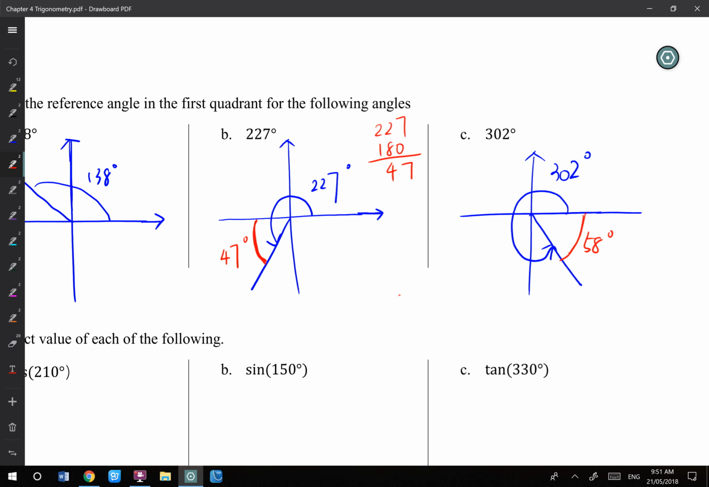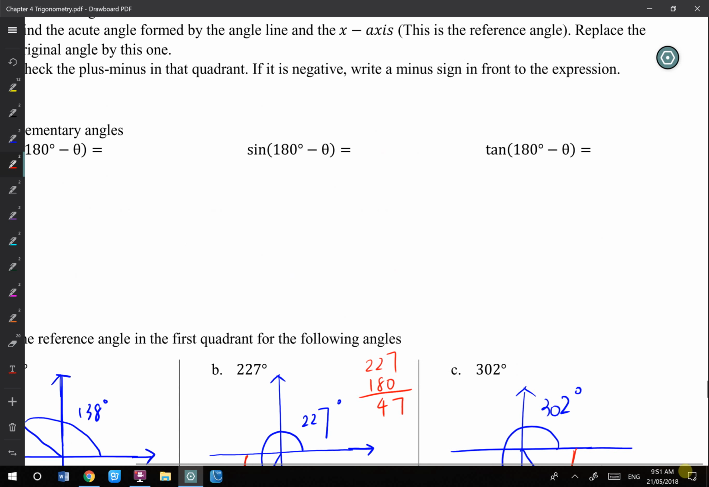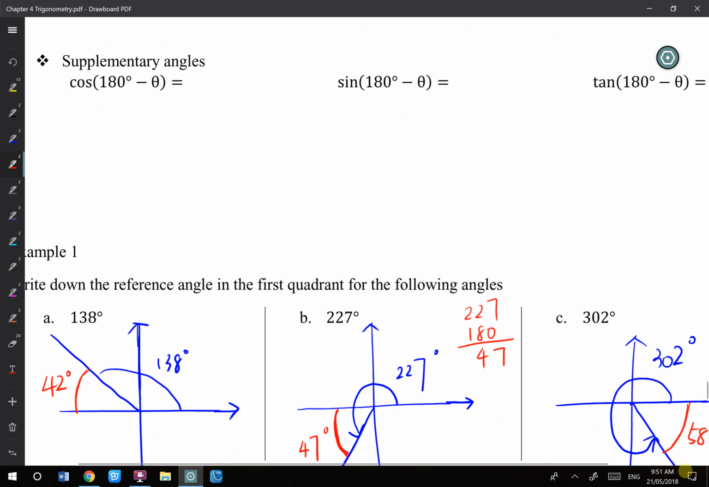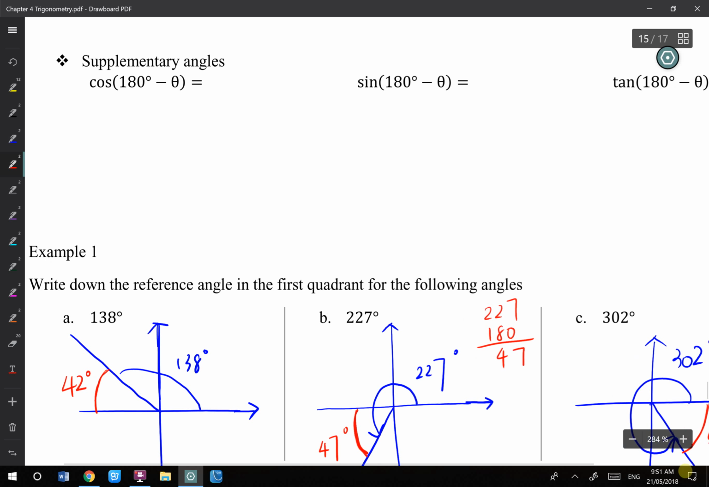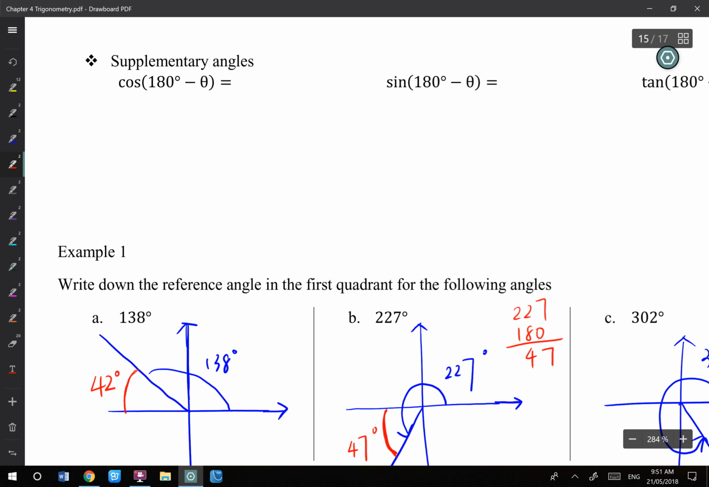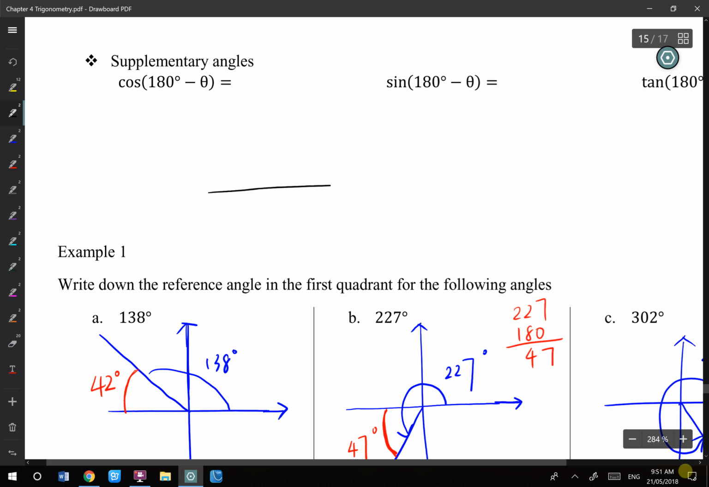Okay, let's have a look. Why do I talk about this? Let's draw a unit circle. Let's draw 180 minus theta, where theta is an acute angle. Just draw this circle here.